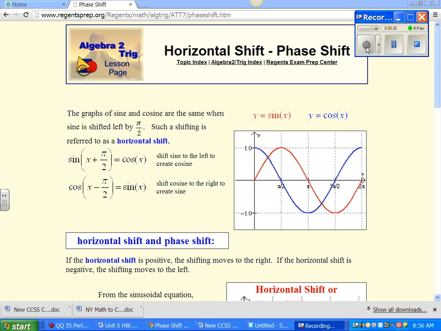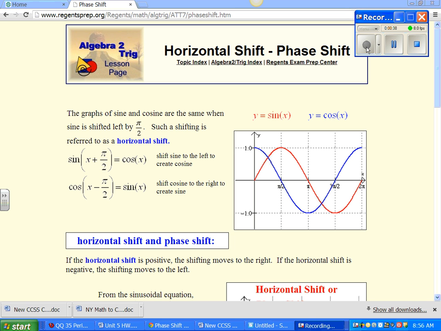Horizontally, okay? When we're adding or subtracting directly to the x in this function, remember, yes, it moves horizontally, but if I'm adding to the x, which way does it move? To the left. Good. If I subtract to the x, it moves to the right. So it's kind of always in the opposite direction of what we think it should be.